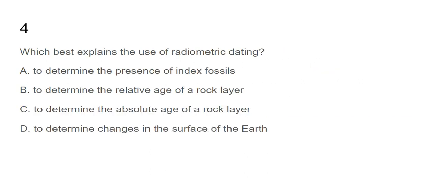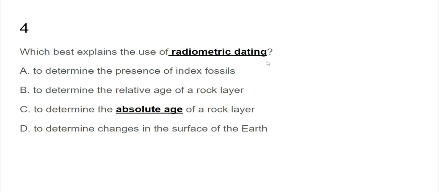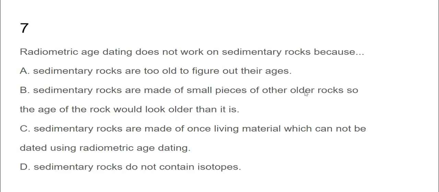Next up, radiometric age dating. For radiometric age dating, we are looking at radiometric, which means it's a type of absolute age dating that uses radioactive materials. So that's the answer. It's not about relative age dating, it's not about fossils, and it's not about the surface of the Earth. That's just about absolute age dating. So that was the definition question.